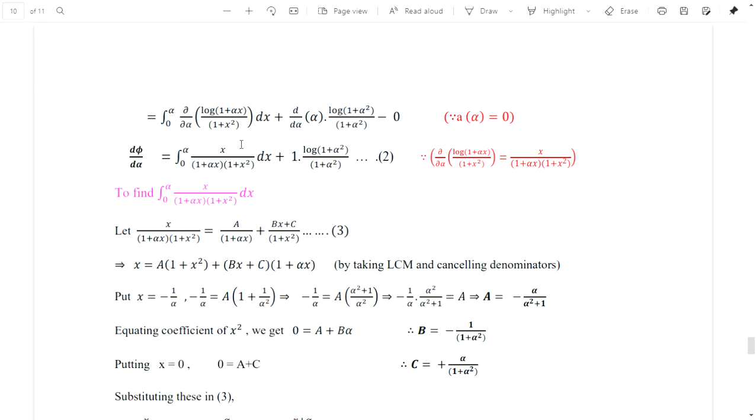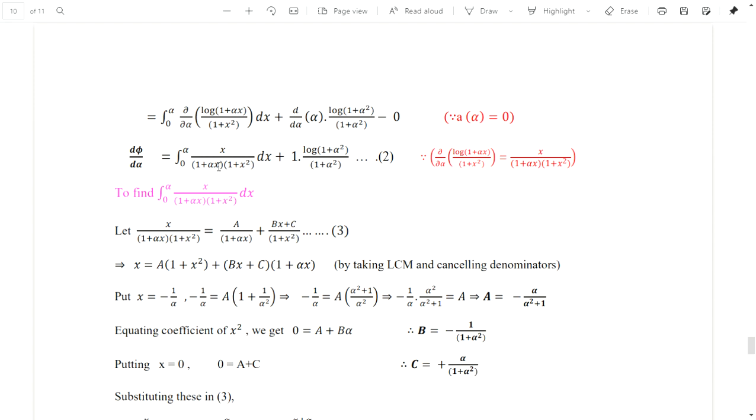1 plus x squared is constant, so write it as it is, into the differentiation of log of (1 plus alpha x) with respect to alpha, because we are doing partial differentiation here. So x is treated as constant. Differentiation of log is 1 divided by (1 plus alpha x) into differentiation of alpha x, which is x. So this will become the integral from 0 to alpha of x divided by (1 plus alpha x) into (1 plus x squared) dx, plus differentiation of alpha, which is 1, into log of (1 plus alpha squared) by (1 plus alpha squared).